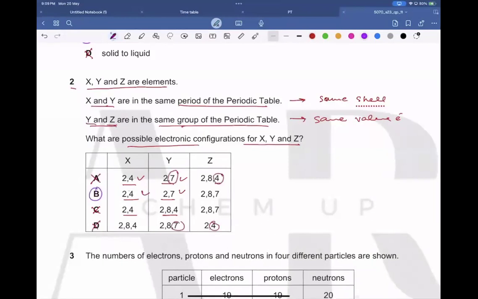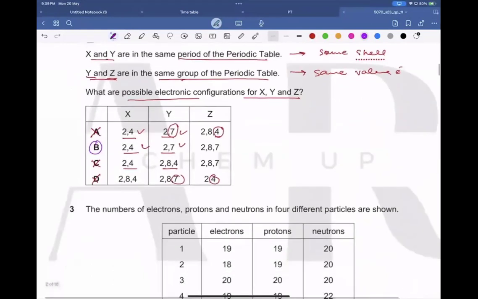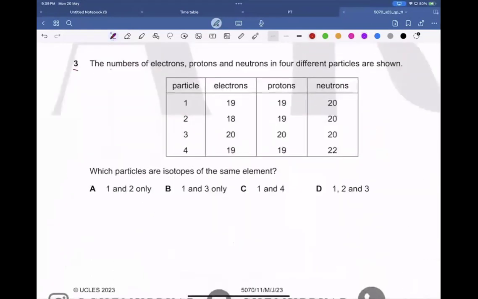Very good. Now, question number 3. The number of electrons, protons, and neutrons in 4 different particles are shown. Which particles are isotopes of the same element? Okay. So 2 and 3 are not going. It has a different proton number, so it is not going to be the isotope of anyone.